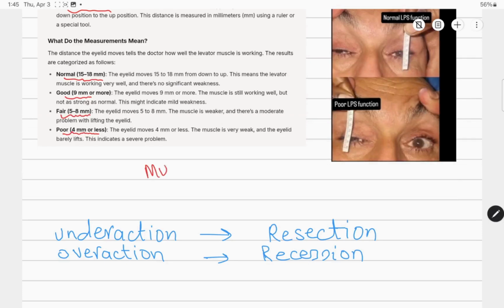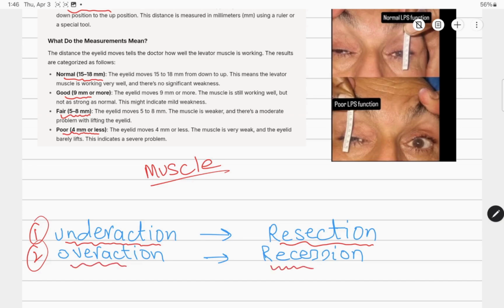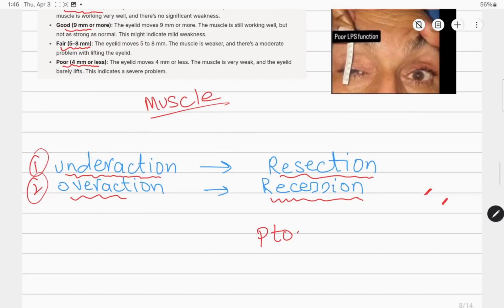Normally if the problem is with the muscle, there are two things that we perform. There can be two conditions: either the muscle is underperforming or it is overperforming. If the muscle is under-acting, what we do is resection. In resection, we cut a small part of the muscle, so the whole action of the muscle increases. And if the action of the muscle is more, in this case we go for recession. In recession, if this is the insertion, we place the muscle further away from its normal insertion, so its overaction decreases. So there are basically two procedures that we can perform on the muscle. But in the case of ptosis, as we know, the muscles are underperforming.